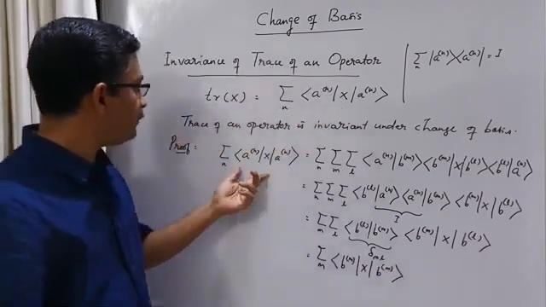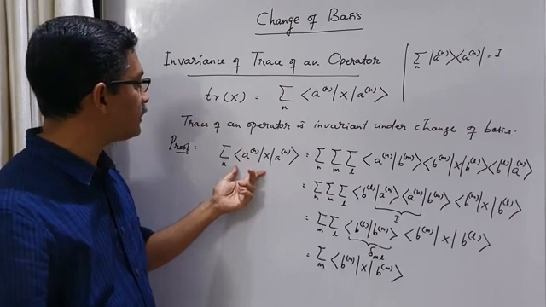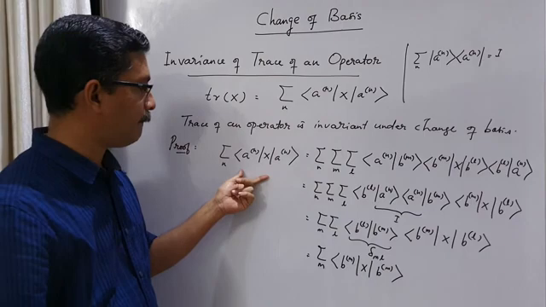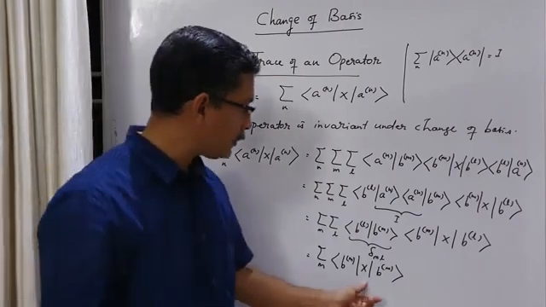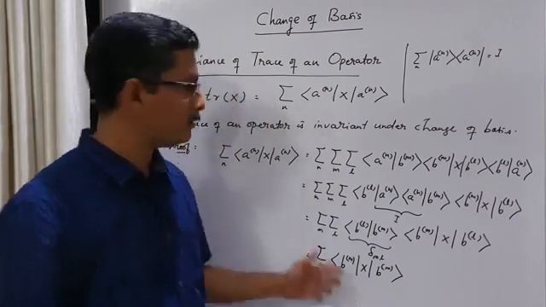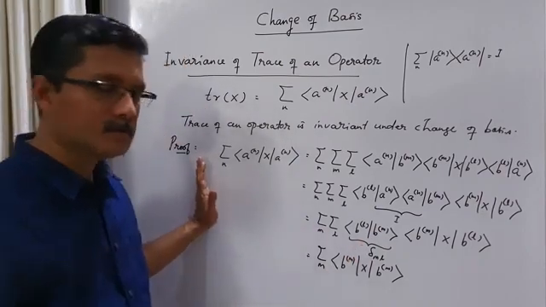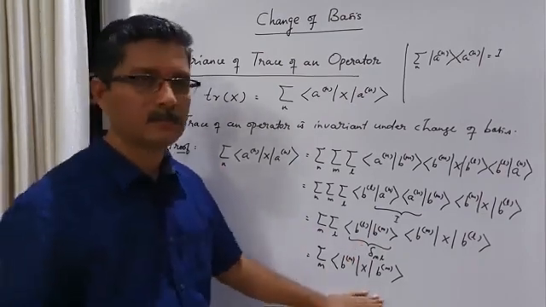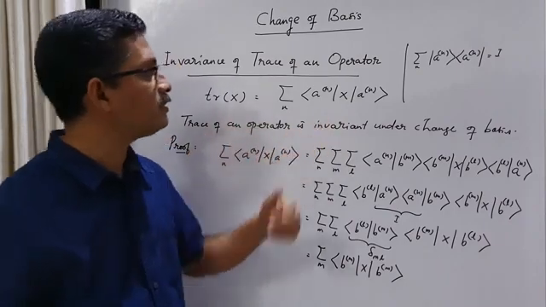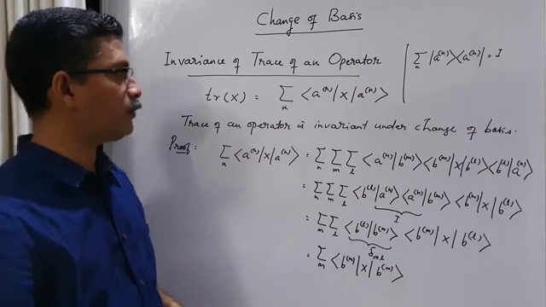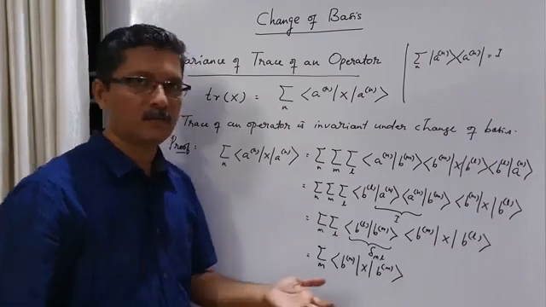So we started with the trace of X in the old basis, sum over n, AN X AN. We ended up with the trace of X in the new basis. So the left hand side is equal to the right hand side, that means the trace of X in the old basis is equal to the trace of X in the new basis. That is, the trace of an operator is invariant under change of basis. So this is one way to prove it, and this can be proved in another way also.